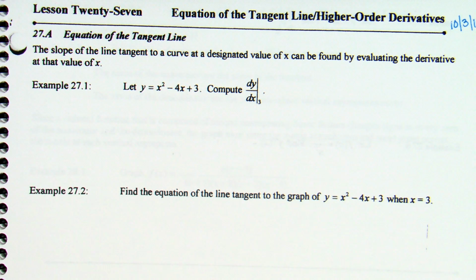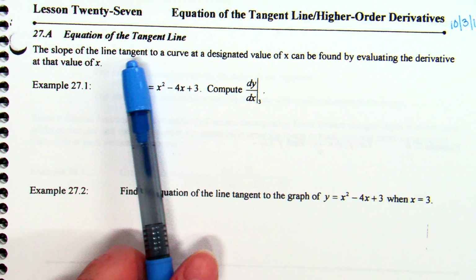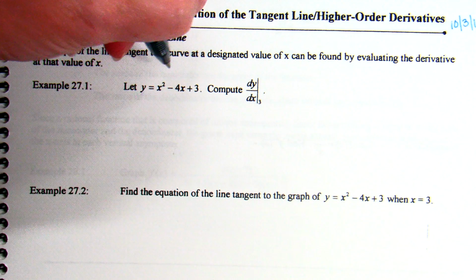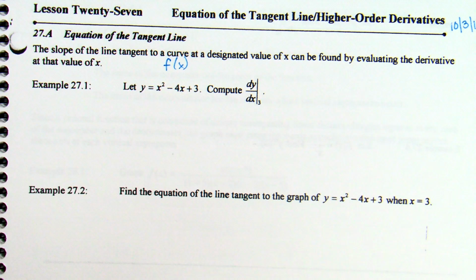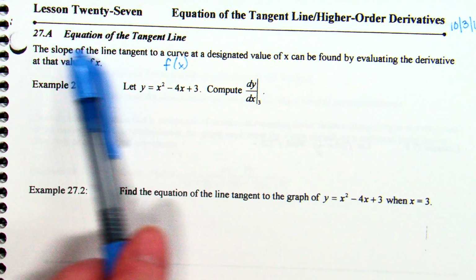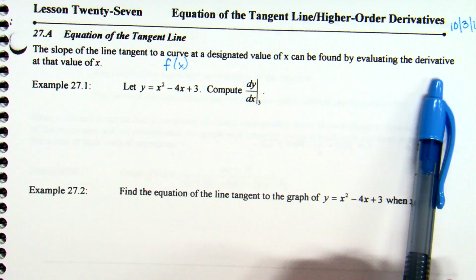So the slope of a tangent line to a curve, if your curve is f of x, can be found. Oh wait, hold that thought. That wasn't what I was going for, I'll come back to that. But if the curve is f of x, then the derivative is f prime of x, right?